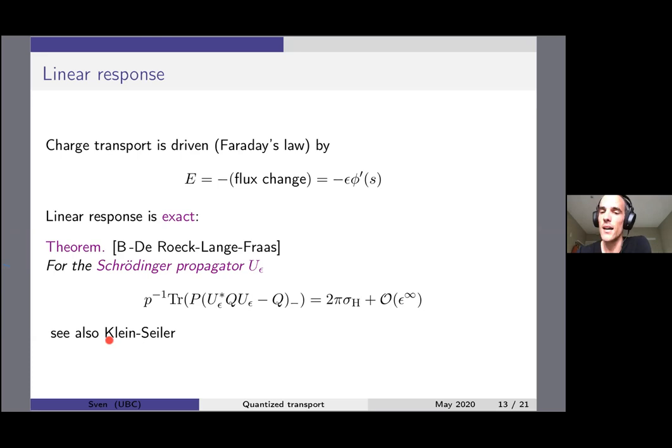There's a paper of Klein and Seiler. It was known, again, essentially for non-interacting electrons, or if you add this additional averaging assumption.